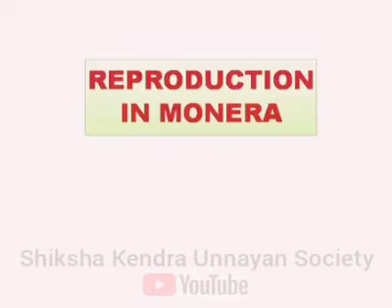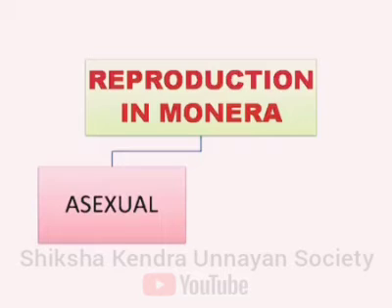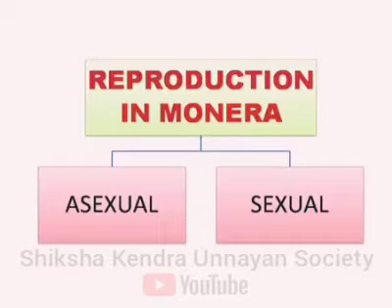You can list out the differences between the asexual and sexual modes of reproduction on a chart paper, or you could also make the various steps of the asexual and sexual modes of reproduction with the help of plasticine as you have done earlier on.